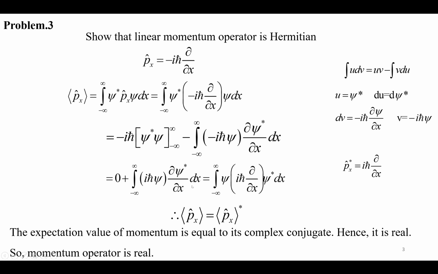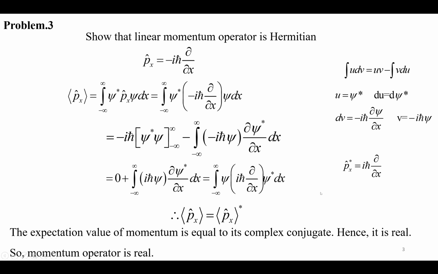You just take psi on this side, i h cross d psi by dx, and psi star on this side, and you will have this term. Look at the term in the bracket, which is given as px star. Already we know that px equals minus i h cross d by dx. So px star will be i h cross d by dx.